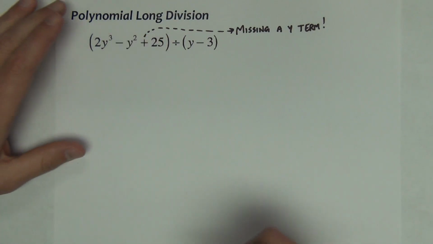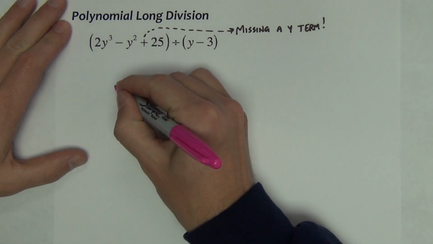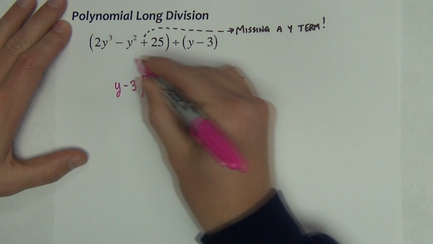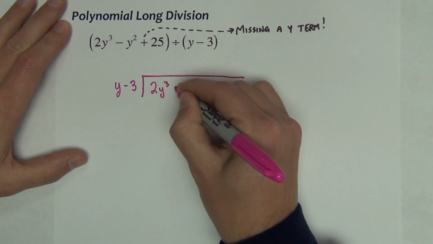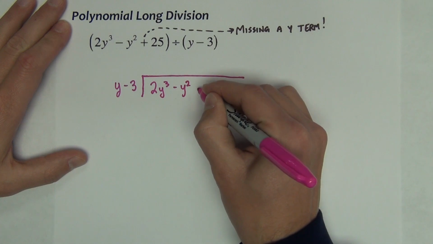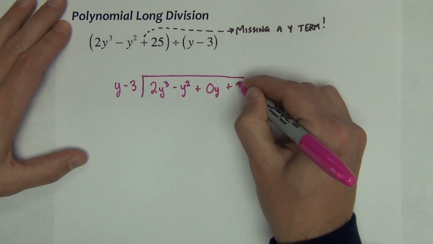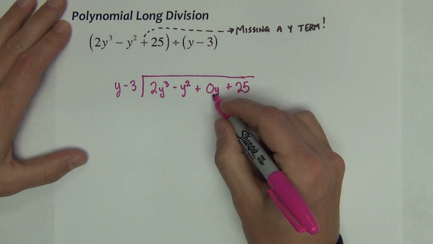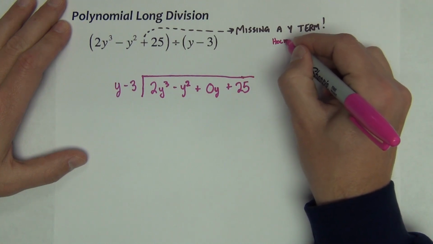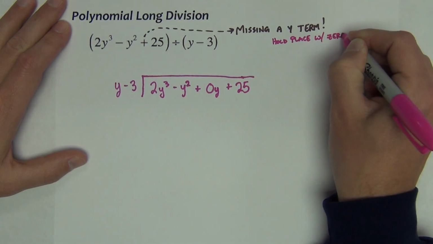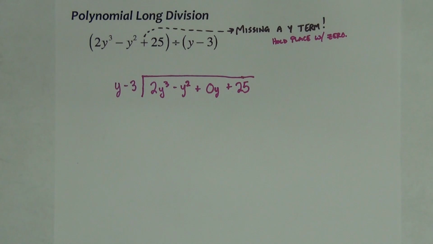So let me show you how you set this up when you are missing a term. So we're going to have y minus 3, and it's dividing into this polynomial, 2y cubed minus y squared. What we're going to do where the y should be is we're going to add a term in place. We're going to add a 0y and then plus 25. Okay, so very simply, we're going to hold the place with the 0. Okay, and you'll see why as we do a variety of problems that it's important to have that 0 there as a placeholder for us.